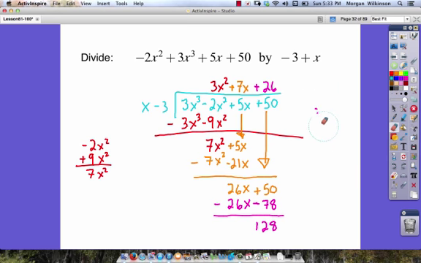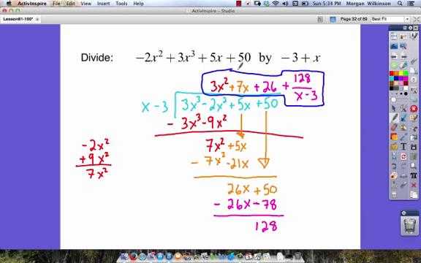Let's erase our multiplication. We're going to write a mixed number, essentially, with a polynomial. So we're going to say plus, and then we have our 128 over our divisor of x minus 3. And we've got our final answer. Our final answer for this problem is 3x squared plus 7x plus 26 plus 128 over x minus 3.